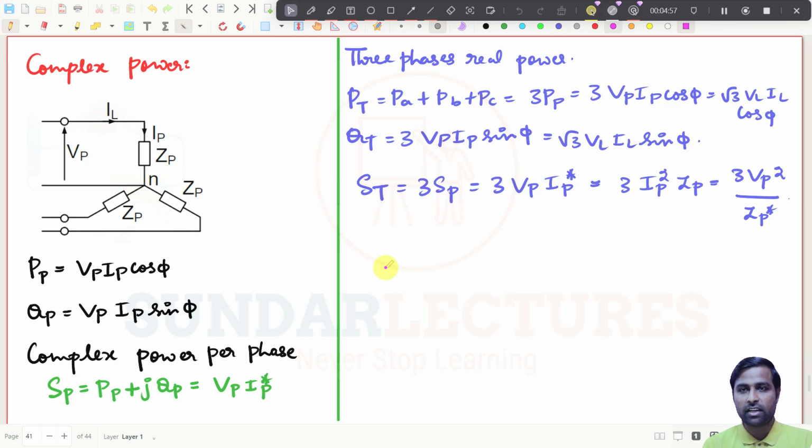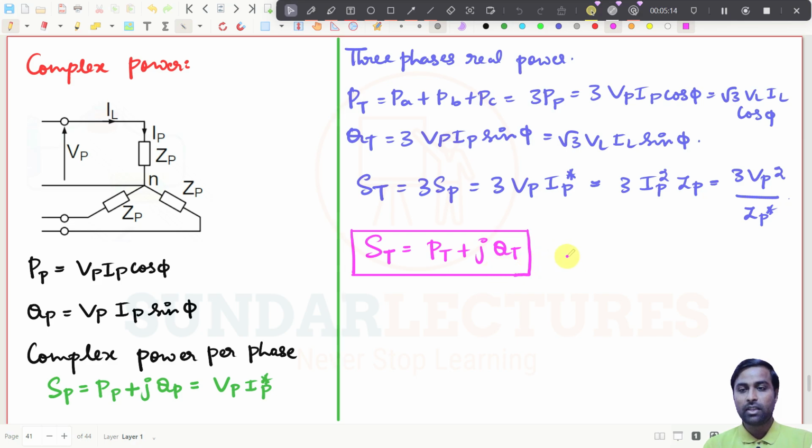So at last, finally, this ST, that is total complex power, can be written as PT plus J QT, right? So this is the complex power of the three-phase balanced load. See here, ZP is the per phase impedance. You have to understand, ZP is a per phase impedance. So this is the complex power of a three-phase AC balanced load.